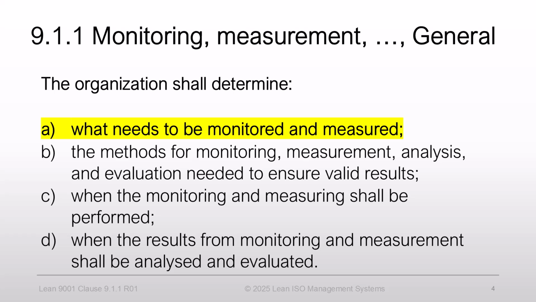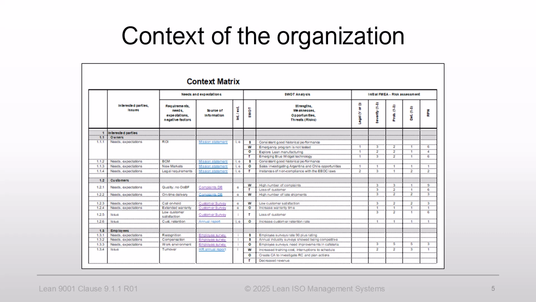But measurement shouldn't stop at products and services. What about the performance of our business and quality management system? If you followed our previous discussions, you know this relates to clauses 4.1, organizational context, and 4.2, interested parties. We used a context matrix to document the issues and needs of the interested parties. Then, we performed a SWOT analysis and FMEA to prioritize risks based on their impact.